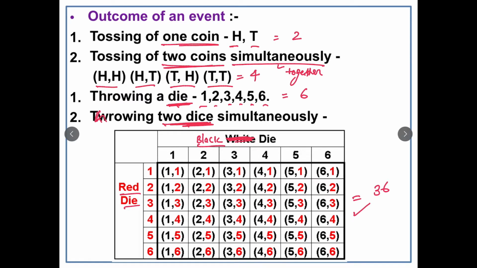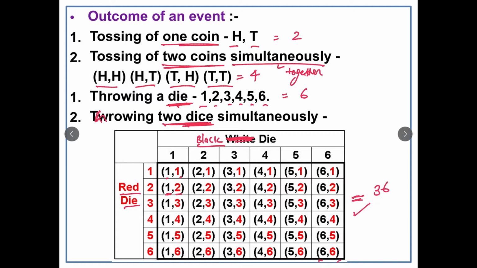So when you toss two dice together, the outcome can be 1 and 1 on both, 1 on the black one and 2 on the red one, and so on till 6 on both. So the total outcomes here you can count is 36.